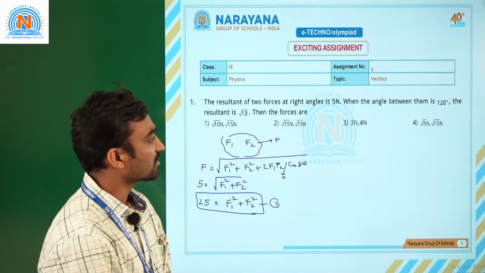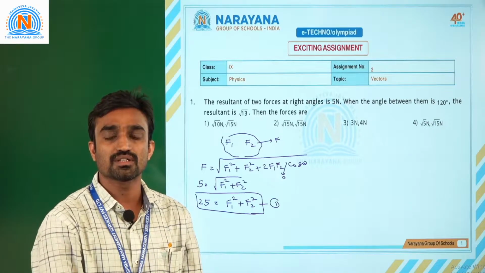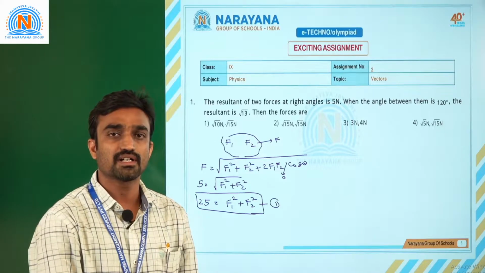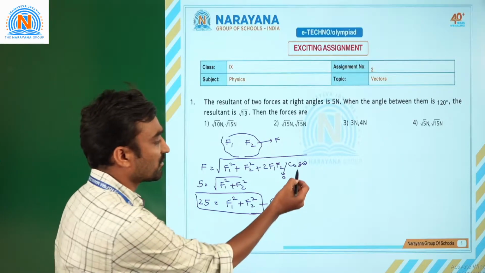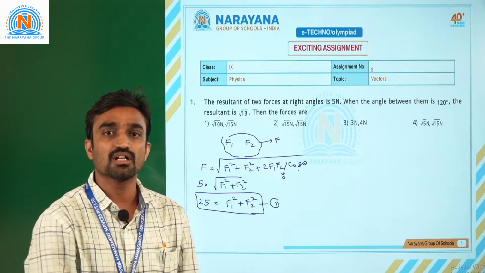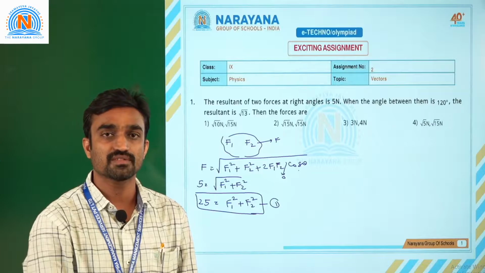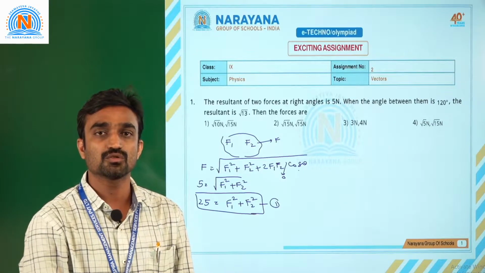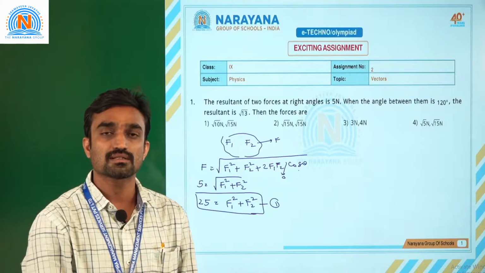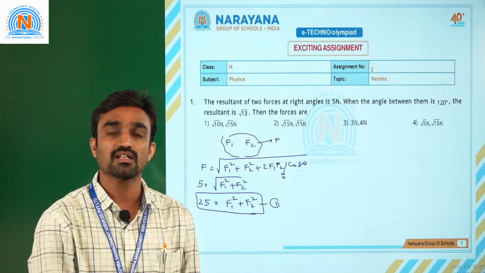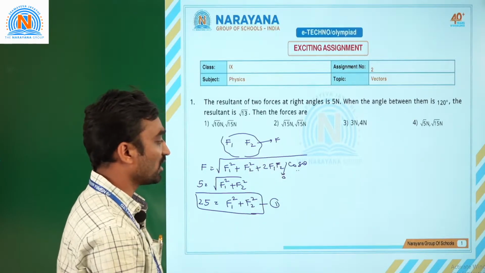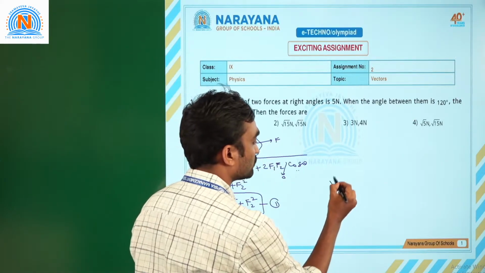Now, the resultant is root 13. The resultant is root 13 when the angle between the forces is 120 degrees. So, if we substitute 120 degrees in this formula, cos 120 degrees, how to find the value of cos 120? Cos 120 equal to cos 90 plus 30. Cos 90 plus 30 will give you minus sin 30. What is the value of minus sin 30? Minus 1 by 2. If we substitute minus 1 by 2 in the same formula, we will get resultant root 13.